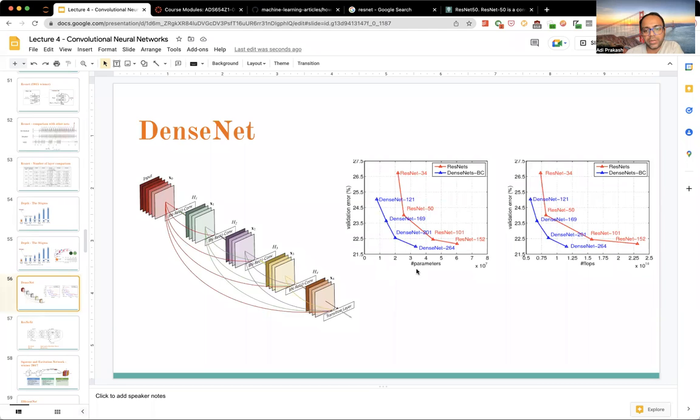And you can see here in comparison the number of parameters. Red is ResNet, which has more parameters overall. Blue is DenseNet, which has fewer parameters. And you can see, even though it has fewer parameters for a different number of layers, it still has a lower error, right? And the same with the flops, meaning number of floating point operations. Again, in this case, the curve which is on the left-hand side and lower is better. And that is what we want. And you can see DenseNet is this.